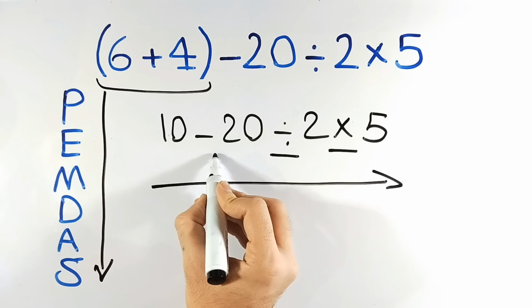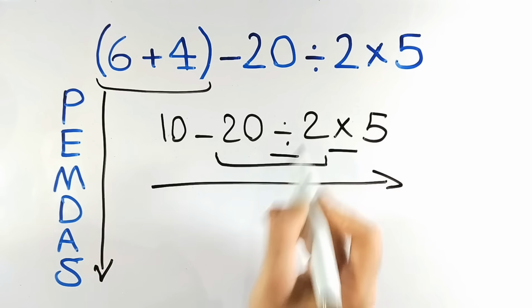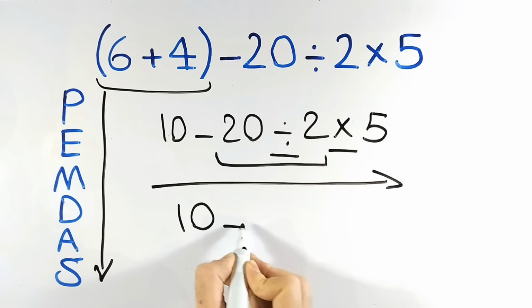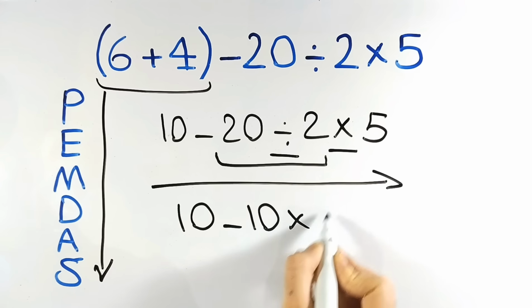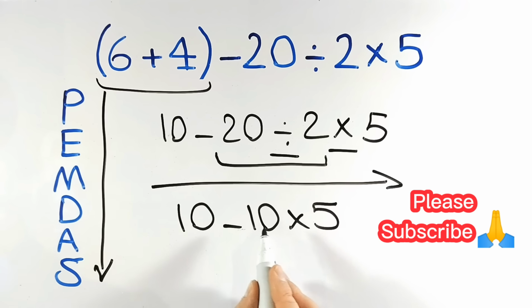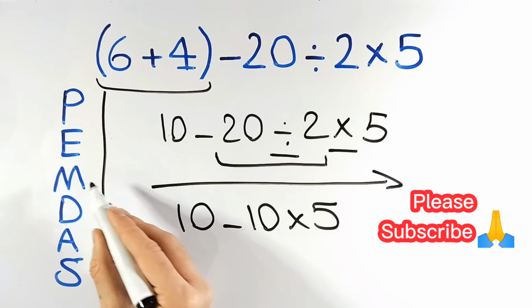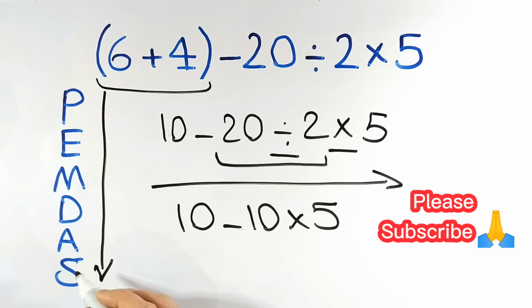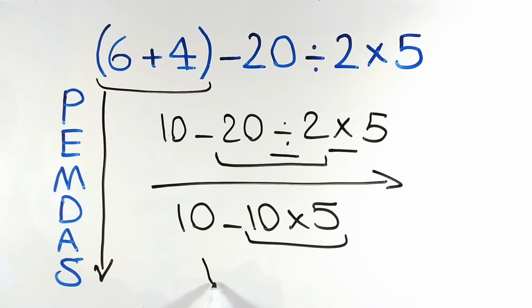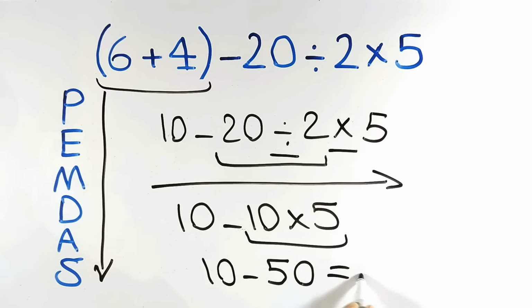So, first we go for the division between 20 and 2. And instead of this expression, we can write 10 minus 10, then times 5. And the final step, we go for the multiplication between 10 and 5, because multiplication has a higher priority than subtraction. So, we write this expression as 10 minus 50, which finally gives us the answer negative 40.